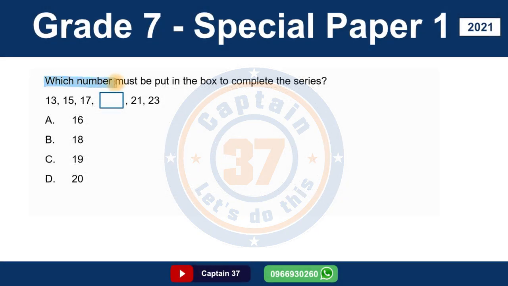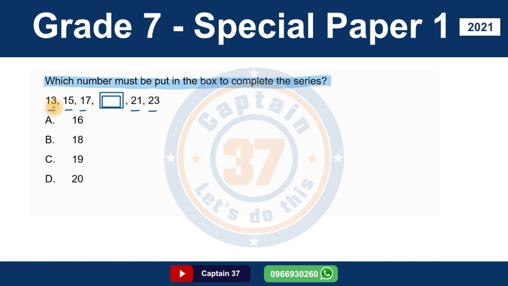Which number must be put in the box to complete the series? So we are given a series of numbers here. There is 13, there is 15, 17, and this one here, which we need to establish. Then there is 21 and there is 23. What is this number? We need to find the pattern of these numbers.